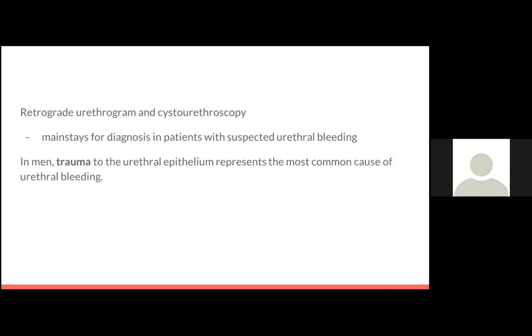In men, trauma to the urethral epithelium represents the most common cause of urethral bleeding. Direct visualization permits identification of pathological processes in the urethra, and biopsy and fulguration allow for histological characterization and cessation of bleeding.